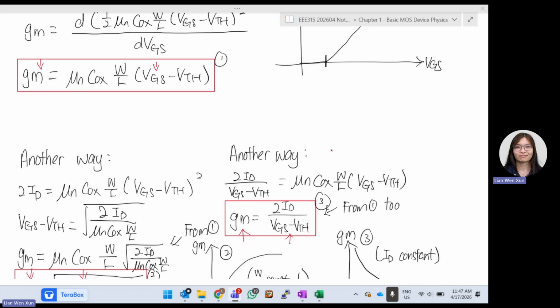Oh, okay, sorry. So basically, we say 2ID is equal to mu n Cox W over L (VGS minus VTH) squared. So 2ID divided by (VGS minus VTH) squared. So I cancel out this. Divide by (VGS minus VTH) squared, it will just be mu n Cox W over L (VGS minus VTH). Okay, get it?